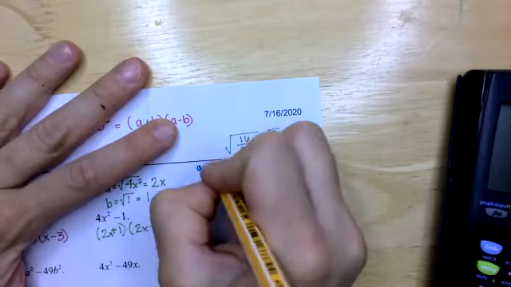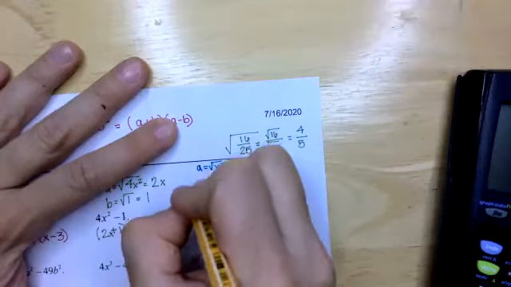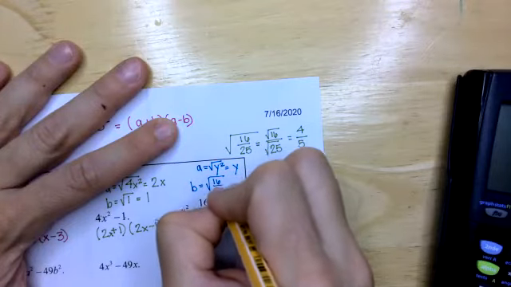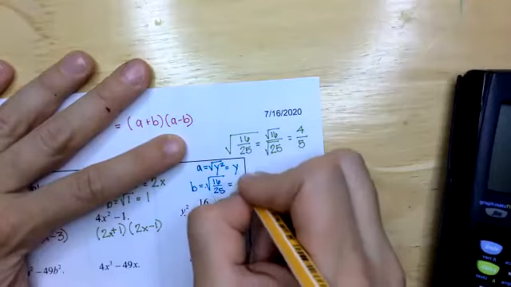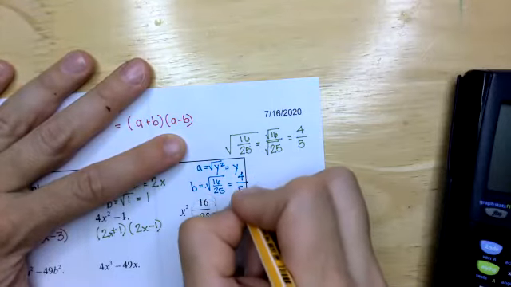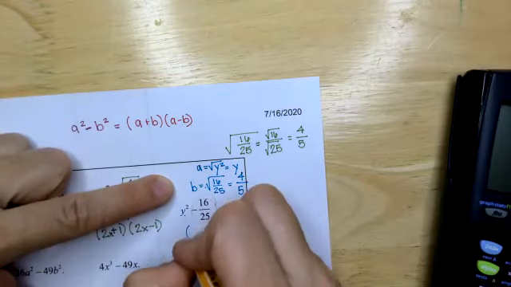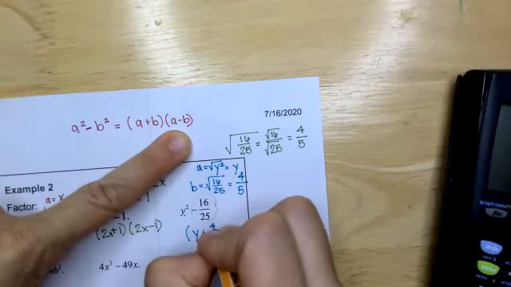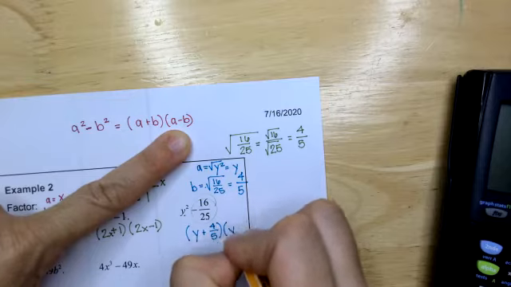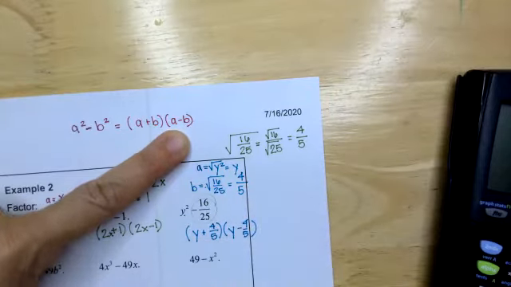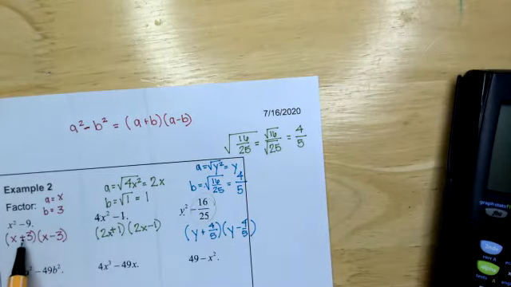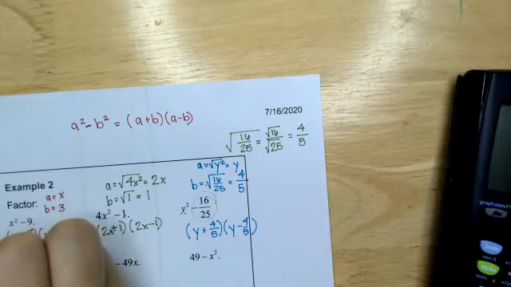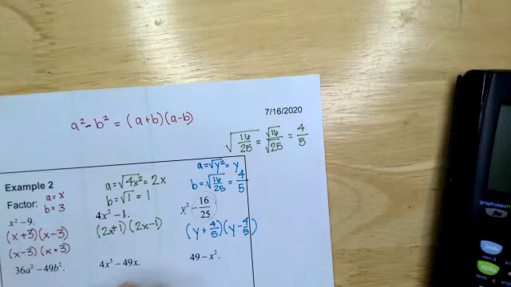A is the square root of y squared, which is y. B is the square root of 16/25, which we decided was the square root of 16 is 4, the square root of 25 is 5. So B is 4/5. All I have to do is say A plus B times A minus B. Y plus 4/5 times Y minus 4/5. It doesn't matter if you put the minus in front either. You can say that this is X minus 3 times quantity X plus 3. The order does not matter.